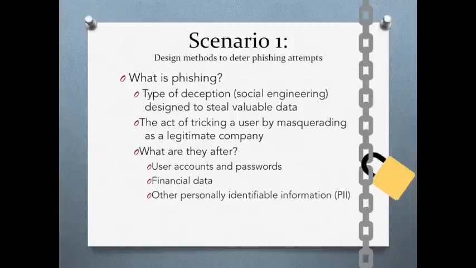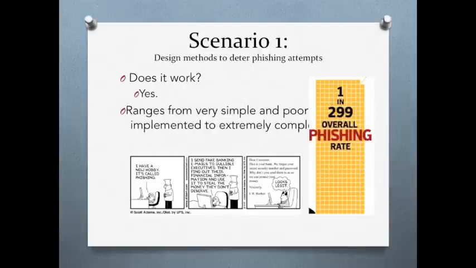So phishing specifically is the act of tricking a user by masquerading as a legitimate company. In other words, we send them information, we try to make it look like it's legitimate, but in reality it's not. Right? And what they're after by doing this kind of attack, and I'll show you some examples of this attack, ultimately they're after your user account, your password, financial data that they might be able to get inside of it, and potentially, if they can't get that, at least some other kind of personally identifiable information. PII, that's what we always say, PII, stands for personally identifiable information. And so that's really what they're going after, is your information.